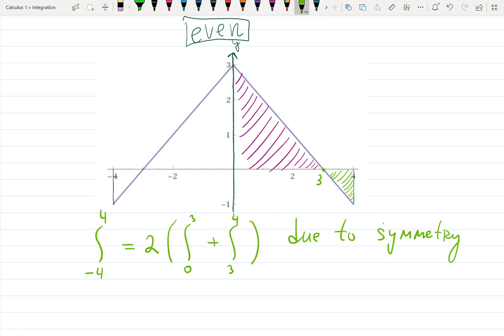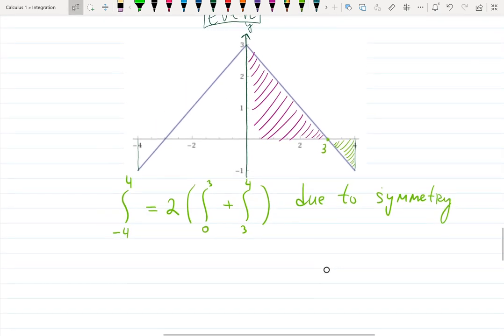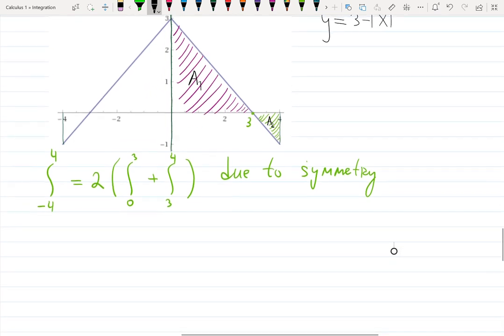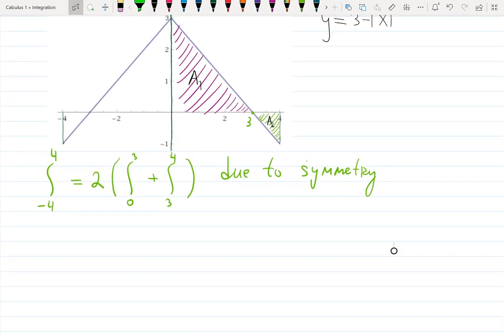And that's legal to do, and we'll be doing that quite a lot. Okay, let's do that. I will call the first area A1 and the second area A2. So what was the function? Y equals 3 minus absolute value of x. Let's find the first integral.